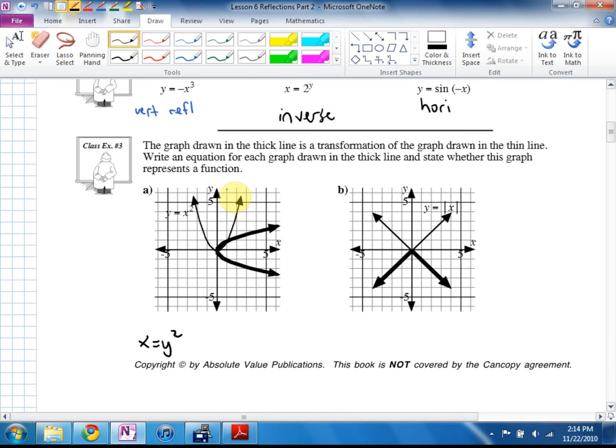Hey, what's going on in B? Horizontal or vertical? I think vertical. So vertical means you're replacing y with negative y. It must look like this. Y equals negative absolute value of x. That thick graph, is that one a function? Now the power of the vertical line test, by the way, Chelsea, is you can almost do it in your head. You can just imagine a little ruler moving along. So you glance at it.